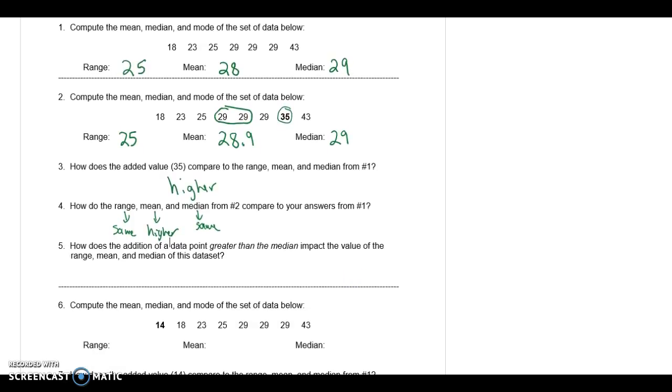When we do the same thing for the range down here, we take 43 minus 14, we get 29. Adding this 14, notice the 35 is gone now. Interesting how that happened. The middle there is now the middle of 25 and 29, which is 27. And then for the mean, when we calculate it, we get 26.3.